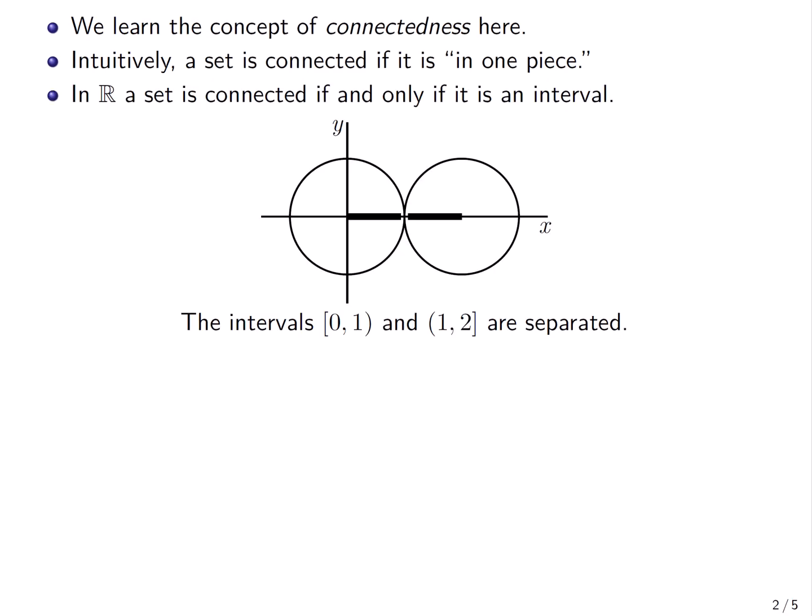In R, a set is connected if it is an interval. So if it is an interval, we say a set is connected. And also if you put two intervals there, for example, [0, 1) and (1, 2], you can see it's not one interval, it's two intervals. So there can be issues here. Let's look at the definition first and we'll come back to this problem again.